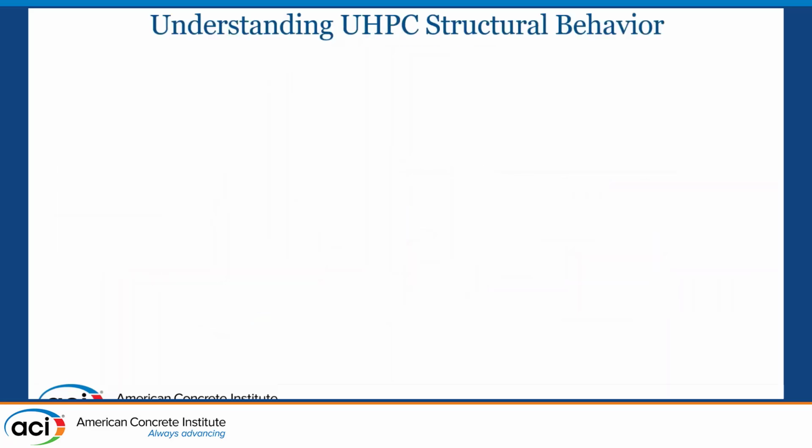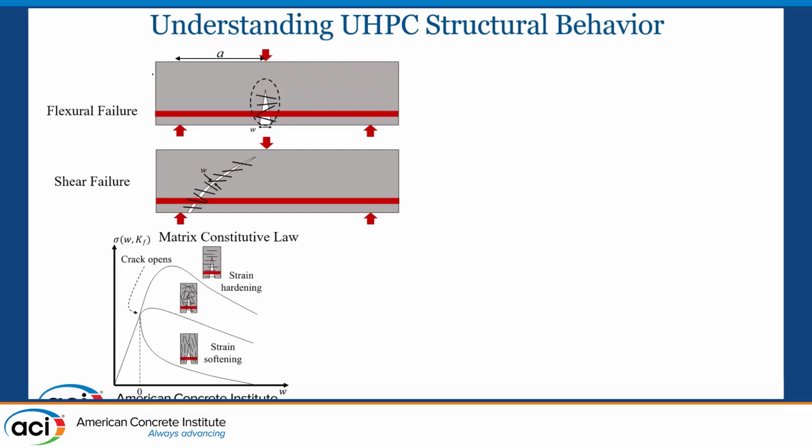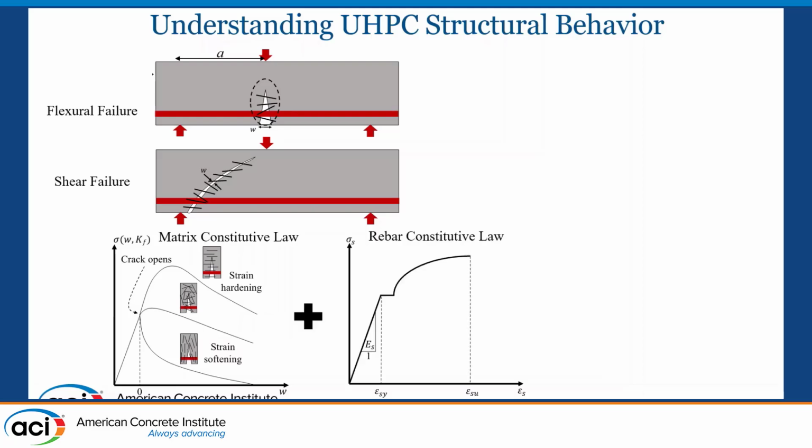So how does this fiber orientation percolate into many other structural designs? I will start with the common failure modes like flexural failure and shear failure. If I show you the matrix constitutive law in tension, you see that depending on the fiber orientation, you can have strong strain hardening, strain softening, and if you have random fiber orientation, it's somewhere in the middle. And if I now combine it with a steel rebar, the rebar-fiber interplay typically dominates how the failure will be.